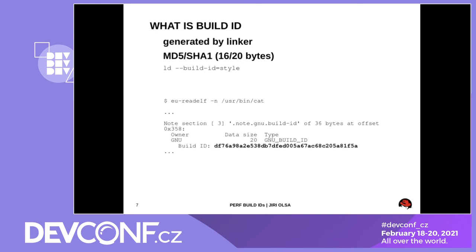Before going a little bit deeper on how this feature is implemented, it's probably nice to explain what build ID is. Build ID is a kind of unique ID for the application. It's generated by the linker. When you compile the application, the last step, the linker, will make a hash of some sections of the binary and produce the build ID. There's an option in the GNU linker, --build-id, and you can specify if you want MD5 or SHA1.